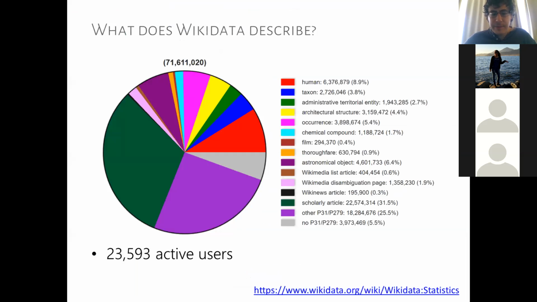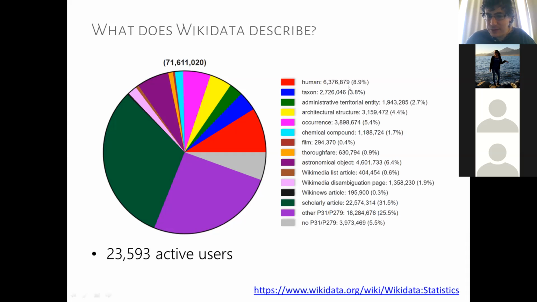So what does Wikidata describe? It describes 71 million entities. It has almost 23.5 thousand active users in the last 30 days that have somehow logged on or edited or done something. It describes mostly people, then species, places, buildings, events, chemical compounds, movies, streets or roads, astronomical bodies, stars, planets. It describes list articles, disambiguation pages. This is mainly because every article in Wikipedia has a corresponding Wikidata entity. Wiki news article, scholarly article, this would be papers. Other types, or they don't have a type.